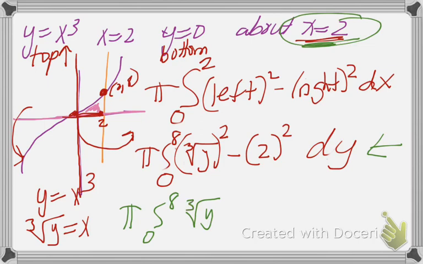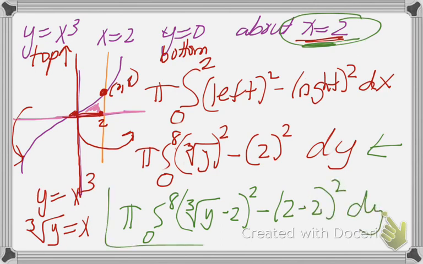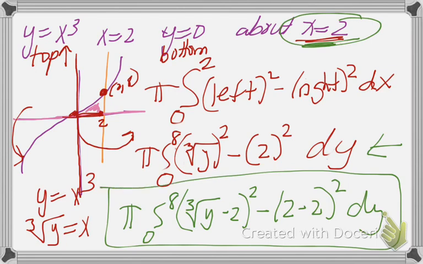Cube root of y, and now we're going to subtract 2. We have 2, we're going to subtract 2, and that would be our final answer. And of course 2 minus 2 is 0, so you could simplify that more if you wanted to. Okay, so just keep in mind that whatever you're rotating around, if you have to add or subtract something, it goes inside the parentheses.